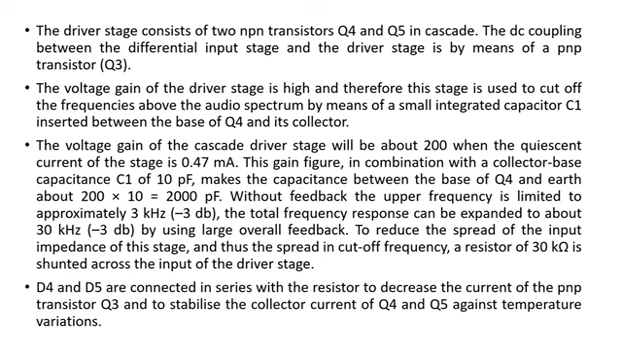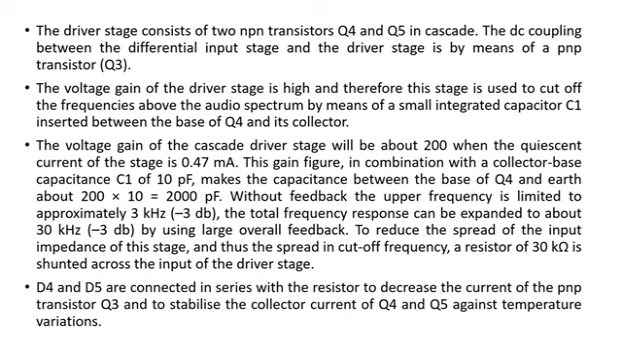Whereas the diodes D4 and D5 are connected in series with the resistor to decrease the current of the PNP transistor Q3 and to stabilize the collector current of Q4 and Q5 against temperature variations. So why are we using D4 and D5? They have been used for proper stabilization of the collector current flowing into the transistors Q4 and Q5, so it will not get affected by temperature variations.